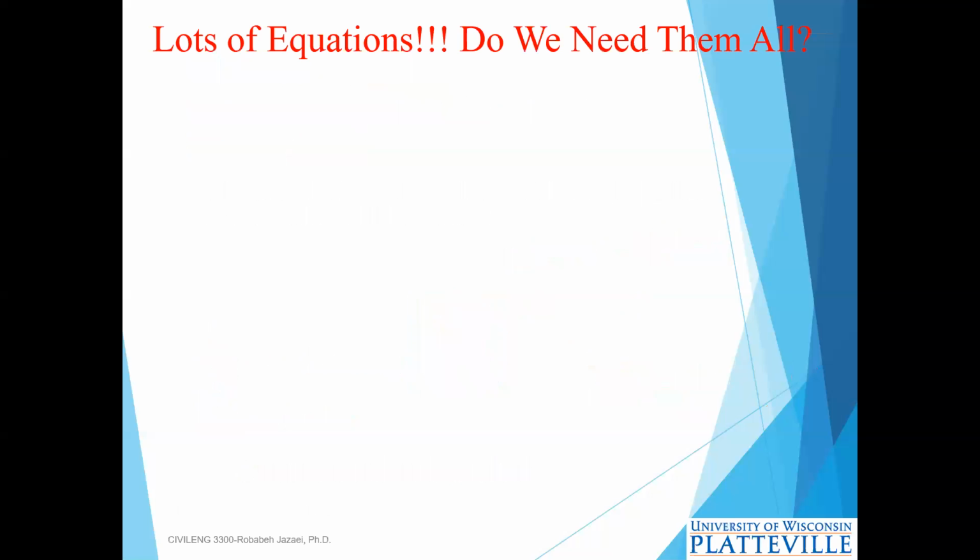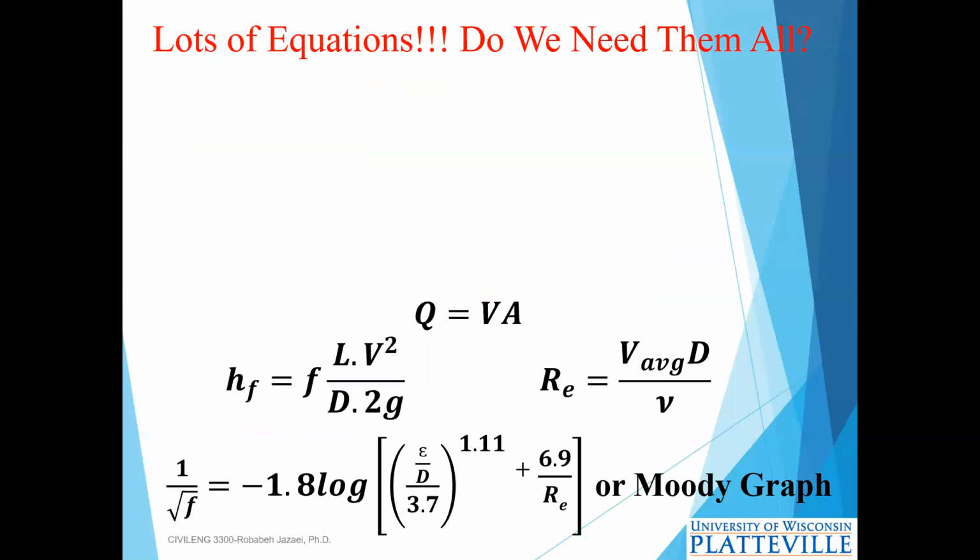All right, so far we learned a lot of equations. Do we need all these equations? We learned about continuity equation. We learned about head loss, that in the head loss equation, this friction factor was so important to find. For laminar flow, it was 64 over Reynolds number, and for turbulent flow, we can find it either from Halland equation or Moody's diagram. Reynolds number was from previous lecture, you know how to find it, and this is how we can find friction factor.